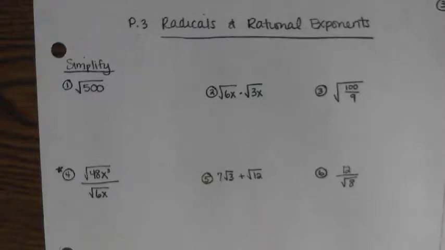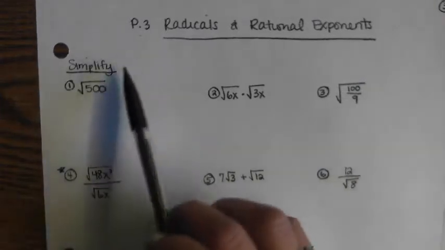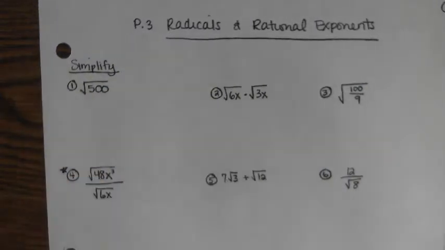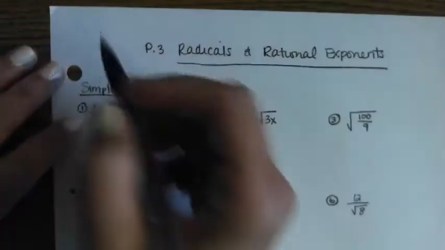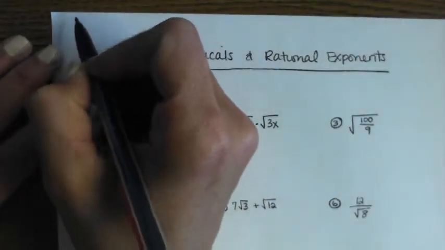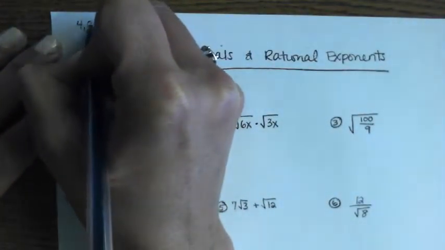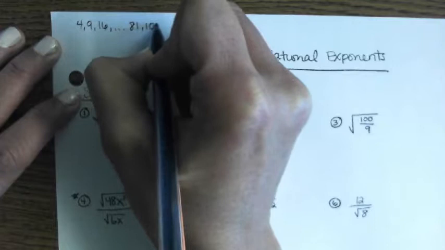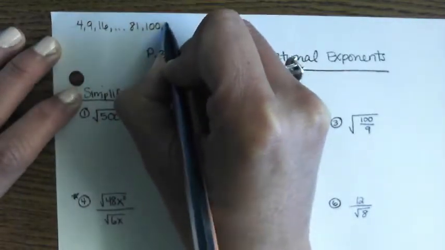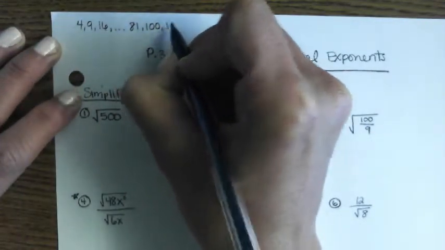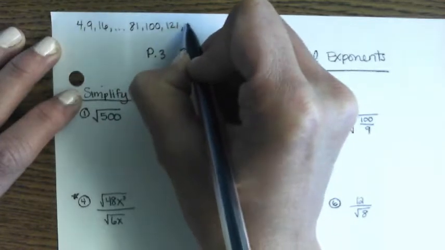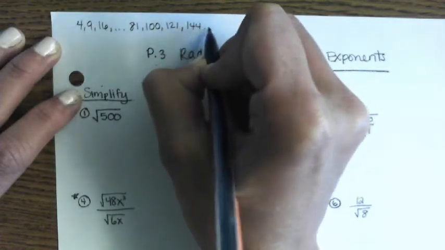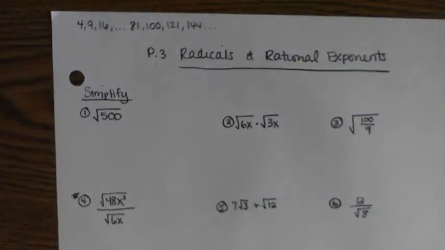Okay, so anytime you're simplifying roots, and in these cases, since they're all square roots, you're looking for perfect squares. So a list of perfect squares really quickly at the top: 4, 9, 16, you get the point, right? 81, 100, what's next? 121, it's 11 squared, 12 squared is 144, and so on.